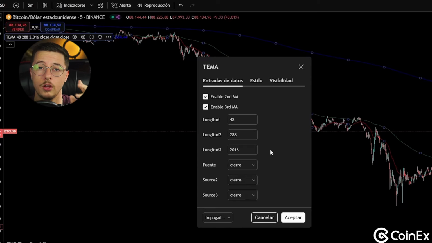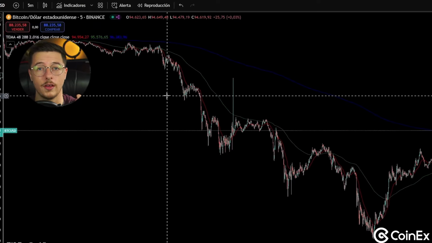Okay, so we've got 2 moving averages for the direction. That will be 288 and 2016. And then the 48 moving average, we're going to use it for the pullback so we can enter the market. But I must mention as well that this strategy works best when we are on a trend. If we are on low momentum, we're probably going to be sideways and it's not going to work as well.